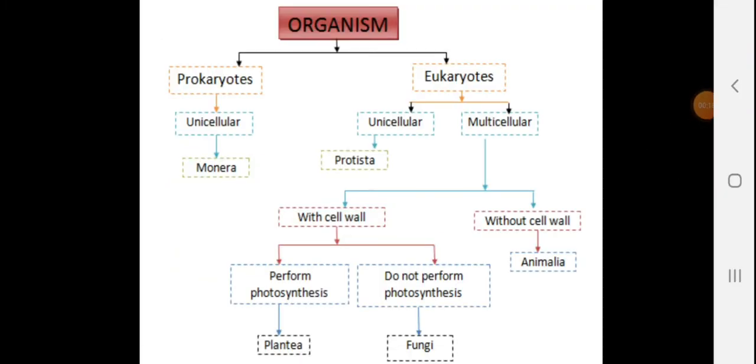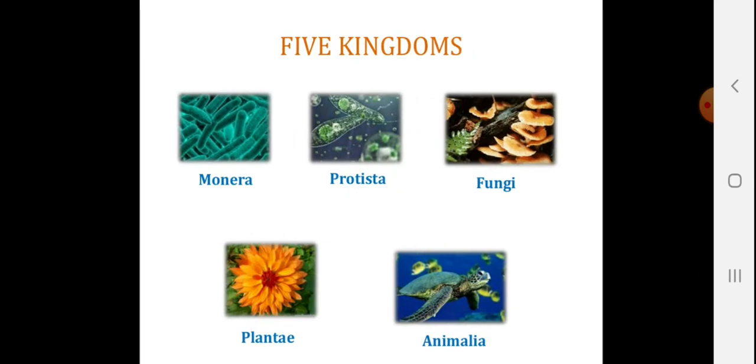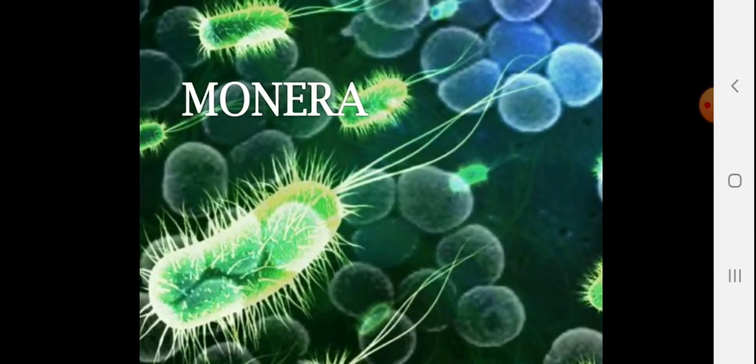In Part 1, we discussed the classification of organisms, which were further classified as prokaryotes and eukaryotes. So, today we will go ahead with this classification. Now, in this chapter, we are going to learn the five major kingdoms. They are Monera, Protista, Fungi, Plantae, and Animalia. These are the major five kingdoms in which our living organisms are classified. Let's start talking about them one by one.